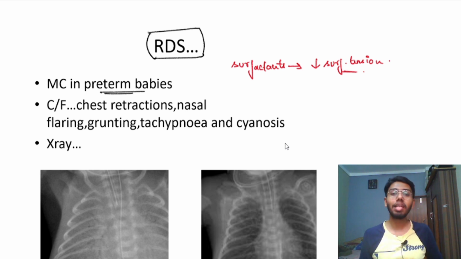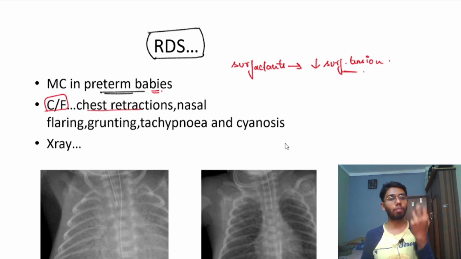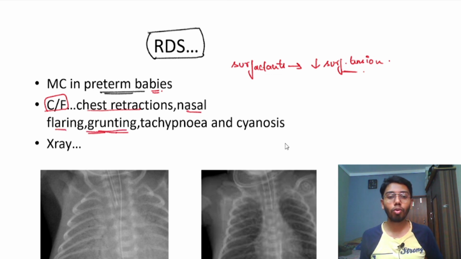Now we just go with the clinical features and management, then we will study the biochemistry. So how will a baby present to you with respiratory distress syndrome? The baby will have chest retractions. You can see that the ribs are completely indrawing when the baby is inspiring. You can see nasal flaring. You can see grunting. What is grunting? If you know, no problem. If you don't know, let me explain it to you.